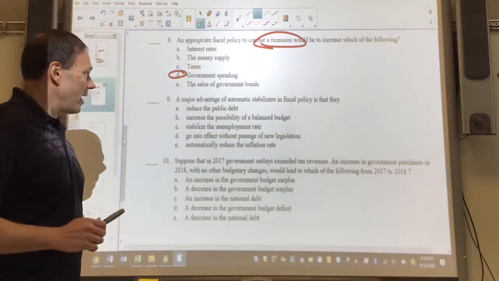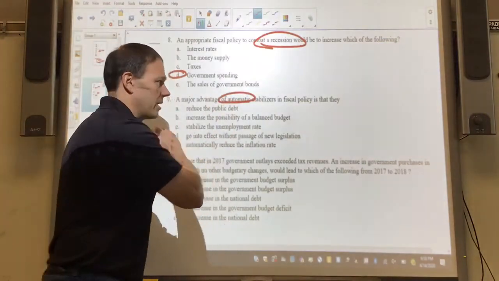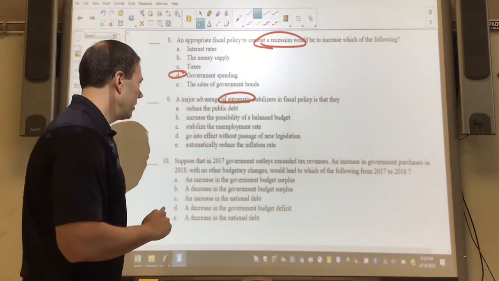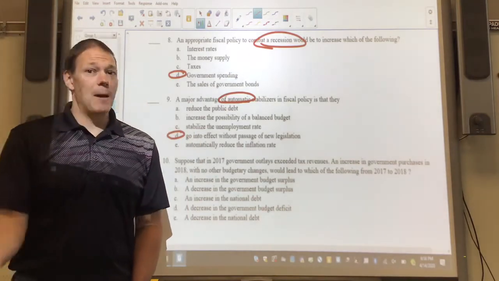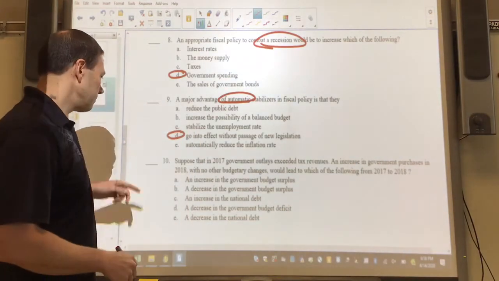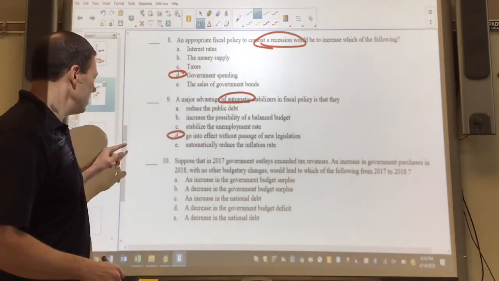Number 9, a major advantage of automatic stabilizers, automatic is always the key word here, is that government doesn't have to do anything special. Right? They just happen. That's why they're called automatic. All right, so number 9 is D.